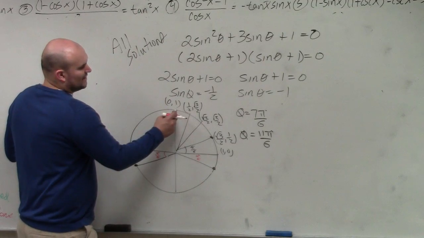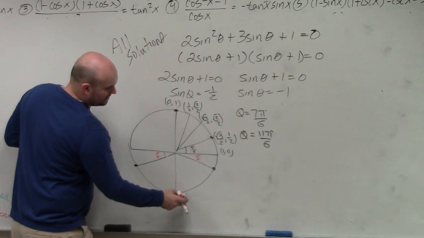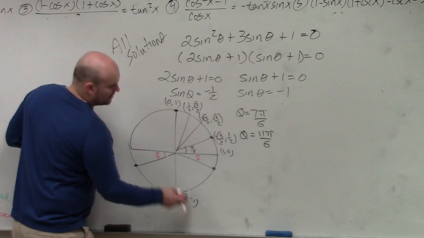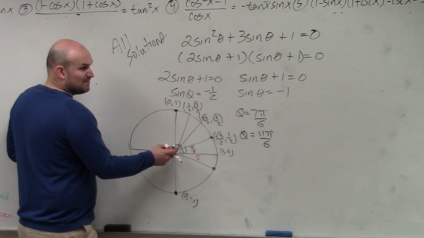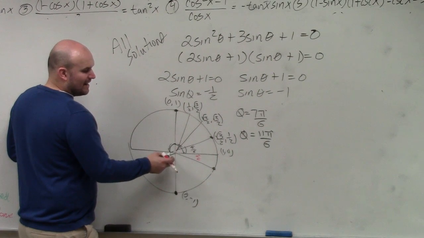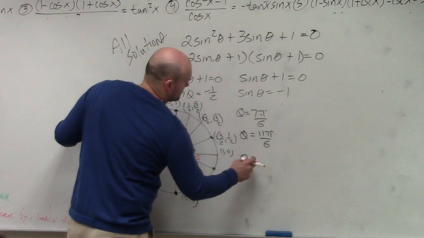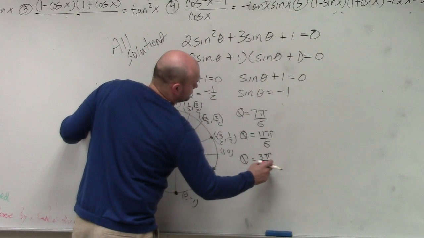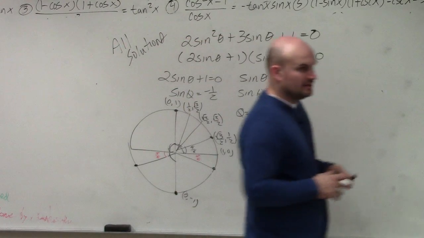Well, if you look at it here, this point is 0, 1. This one is 0, -1. Well, if halfway around a circle is pi, then that's pi halves. Pi halves, 2 pi halves, 3 pi halves. Does everybody agree with me on that? Yes? No?